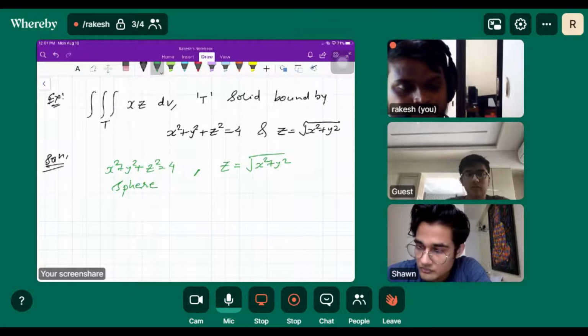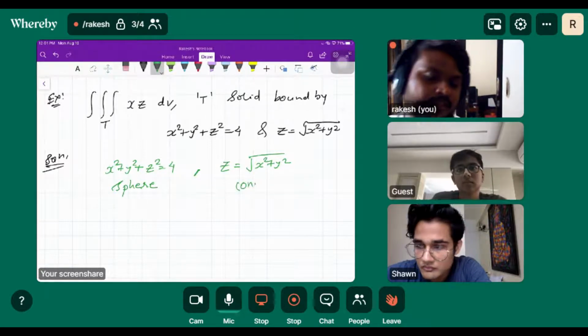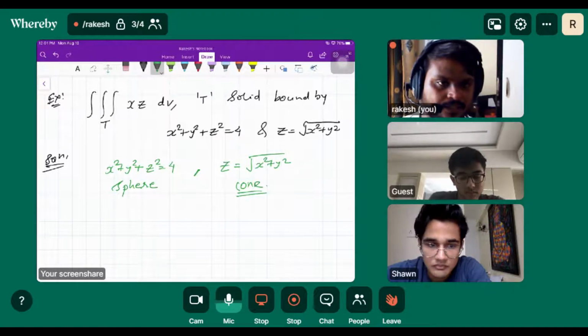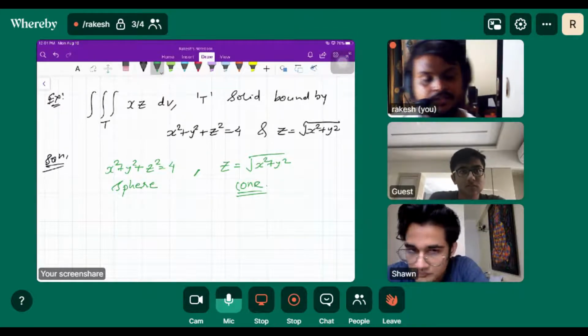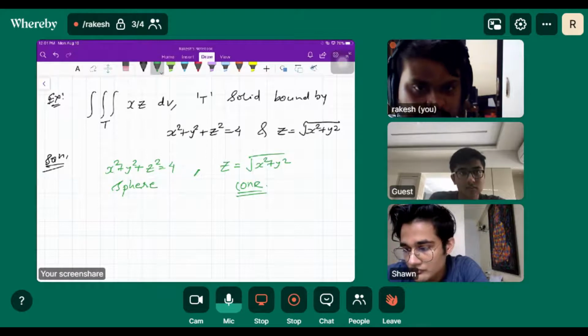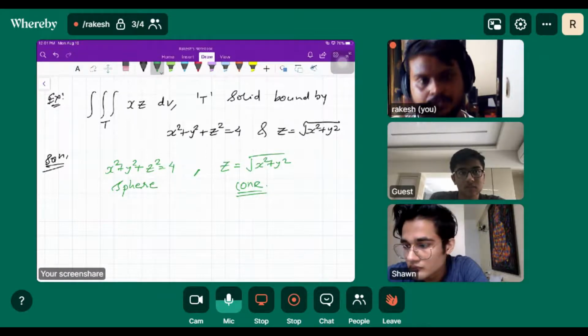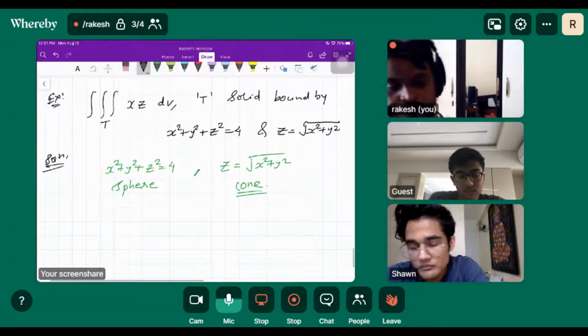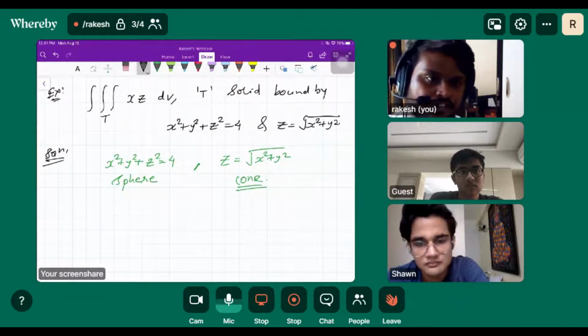That's a cone. Okay, that's the cone. You can draw this parallelly on your system. That's a cone. Okay, now we'll see them one by one. Now we know the order, right? We know the order of integration.